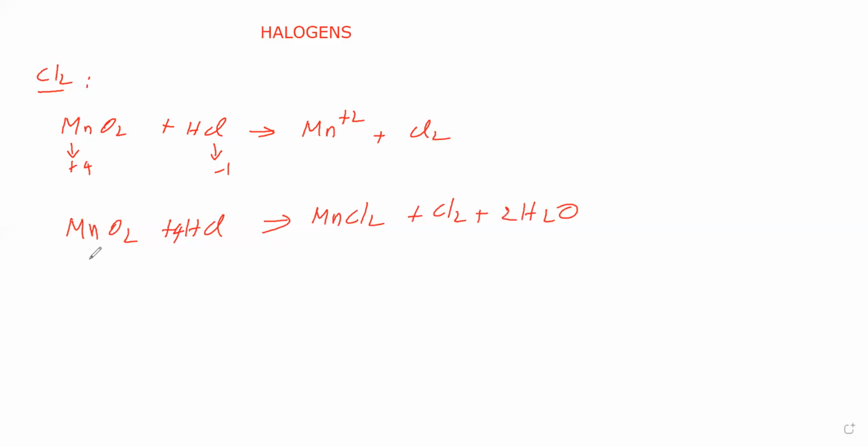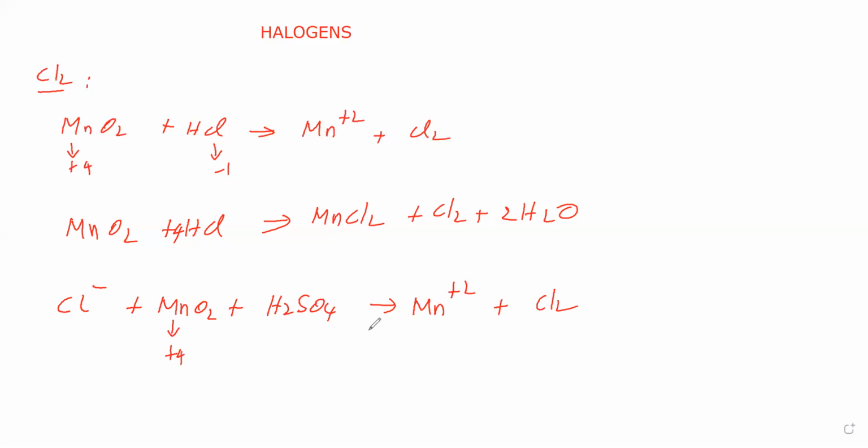Next we will see this: we take a chloride salt, then we add MnO2, then we add concentrated sulfuric acid. In MnO2, manganese is plus 4, and that is becoming plus 2. Cl minus becomes Cl2.